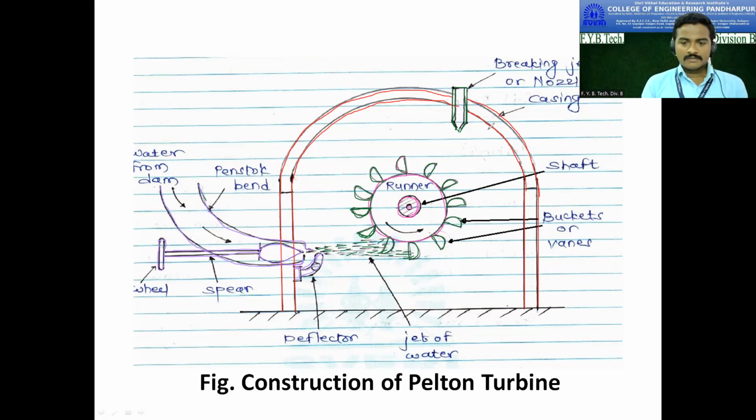See this, please stop. If you have not drawn, please stop. You can draw later also. So this Pelton turbine is also called an impulse turbine. See, I'm using the word impulse turbine. So what is the meaning of impulse turbine?